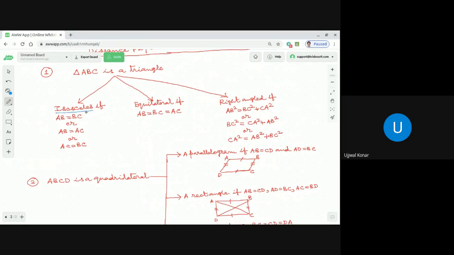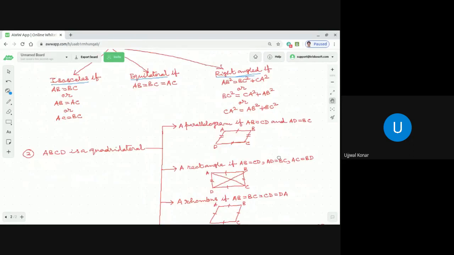If you find all the three sides are equal, that is AB is equal to BC is equal to CA, then you can say this is an equilateral triangle. Or if you see the sum of the squares of two sides is equal to the square of the other side, then you can say it is a right angle triangle. Correct? So this is about the triangle. Now what about the quadrilateral?